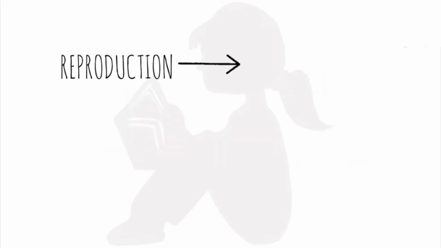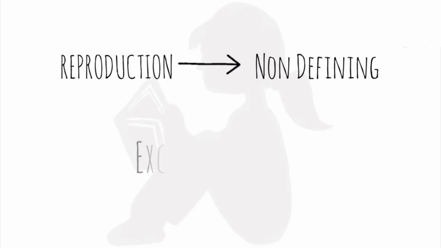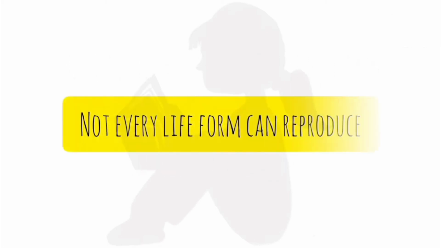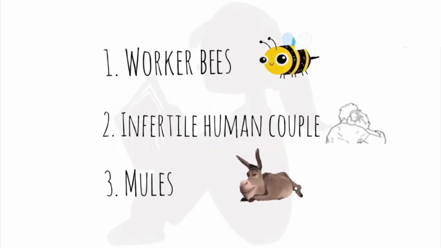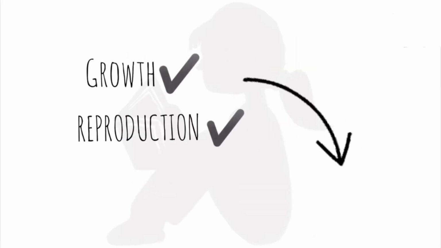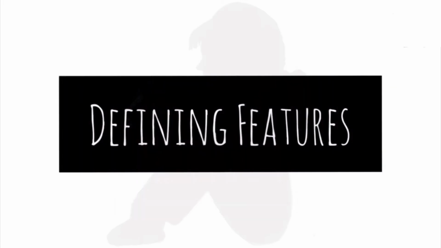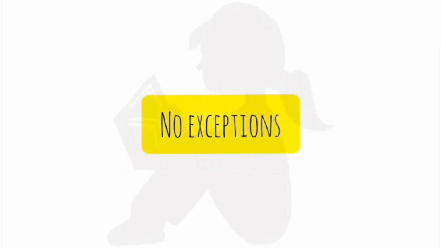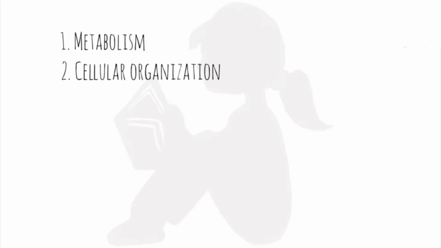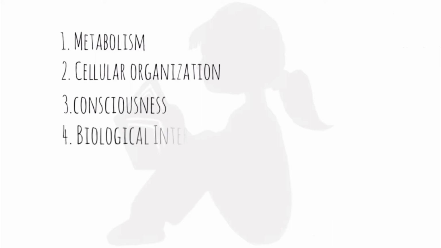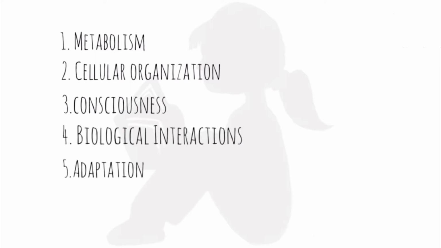But reproduction is also a non-defining character, so it has some exceptions. Because not every individual can reproduce. For example, worker bees, infertile couples and mules. So growth and reproduction are 2 most important non-defining characters. Now we will discuss the defining features of living organisms. It means the characters which have no exceptions. Examples of those features are metabolism, cellular organization, consciousness, biological interaction, adaptation, homeostasis, evolution, life and death.